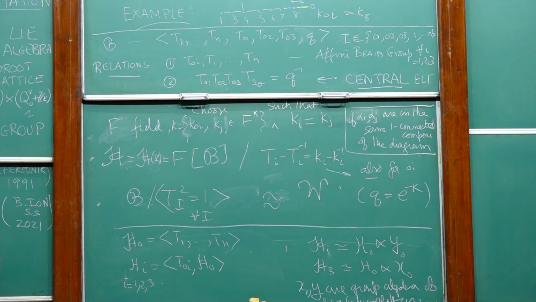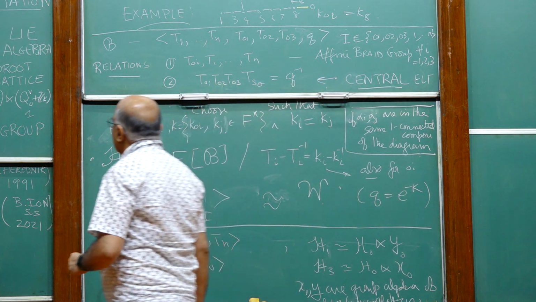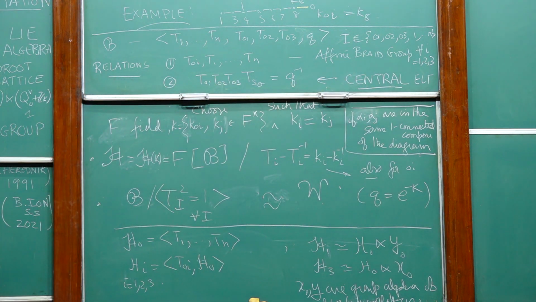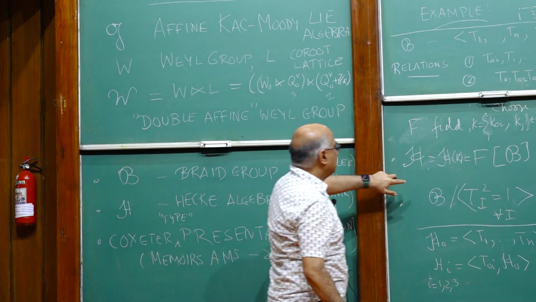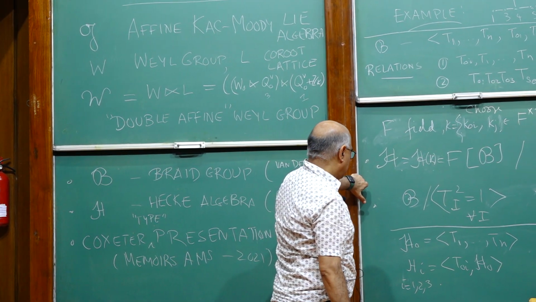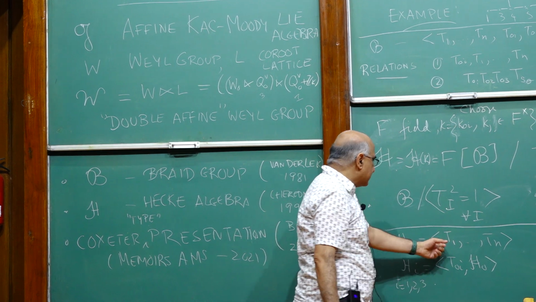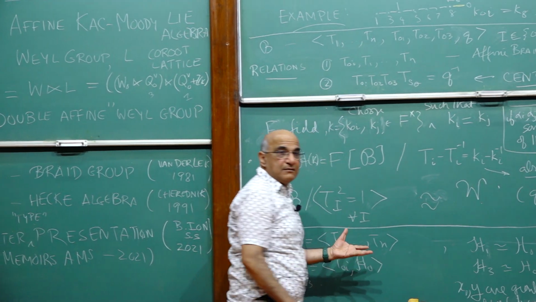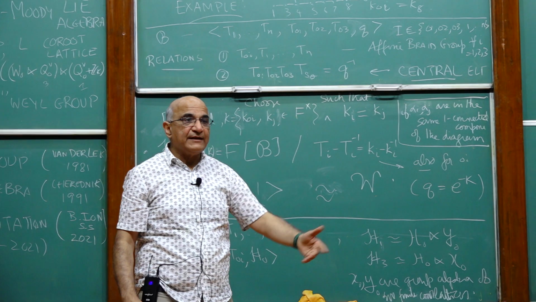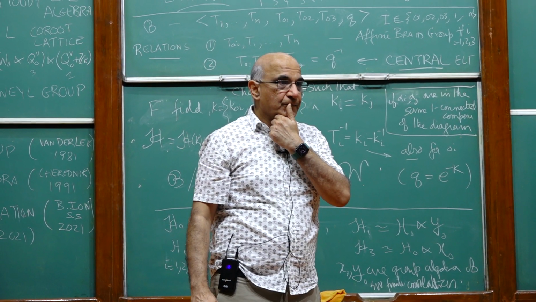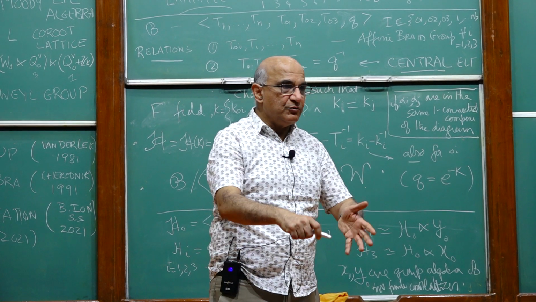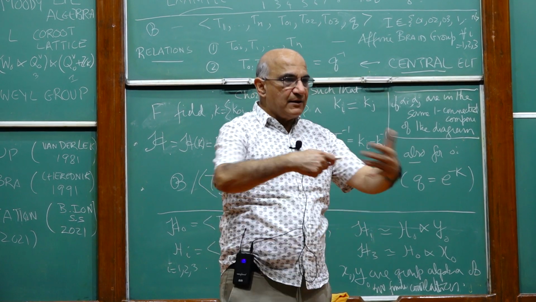Any other questions? Is H not H naught? Sorry, okay. So H naught is the Hecke algebra of the finite Weyl group, which I'm calling here W0. So there's a finite Weyl group, then there's an affine Weyl group, and there's a double affine Weyl group.